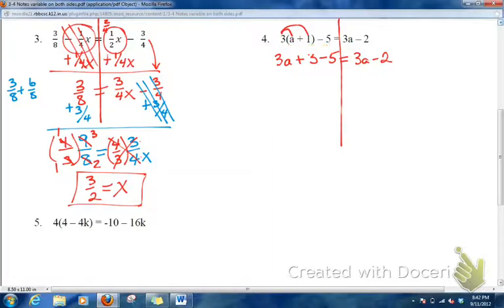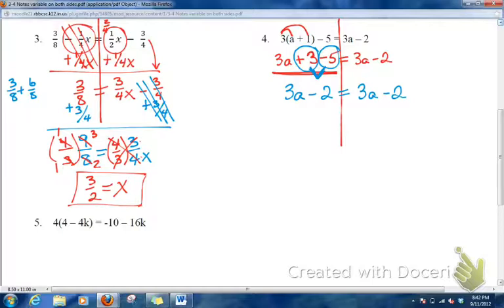Now, I'm going to again look at my left side here because there's a lot going on, and I'm going to say, wait, there's something else I can do over here because positive 3 and minus 5 are like terms. I'm going to go ahead and combine those two like terms and now say that the left side is 3a minus 2 equals 3a minus 2. So positive 3 and negative 5 makes negative 2. I just simply did combining like terms.